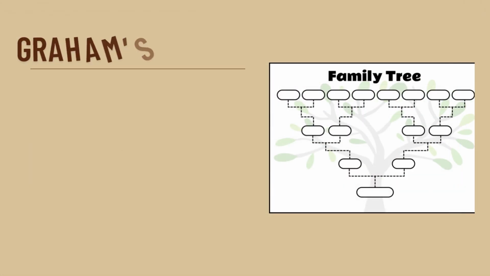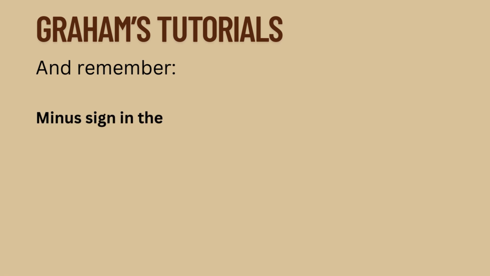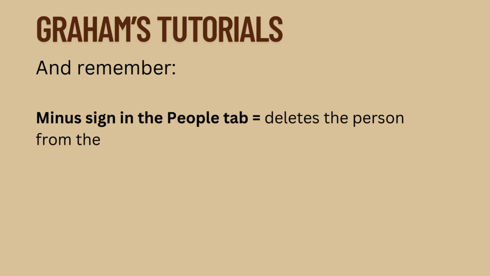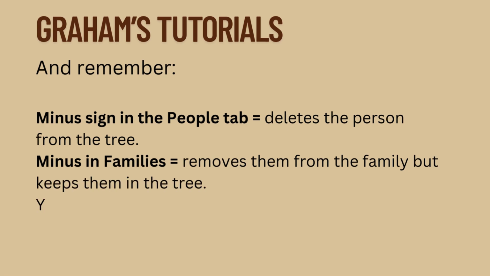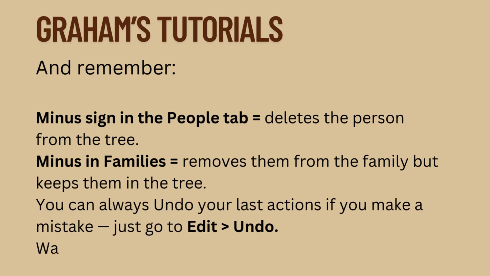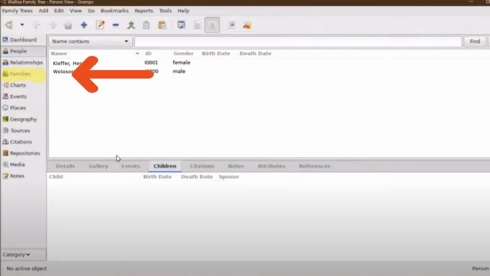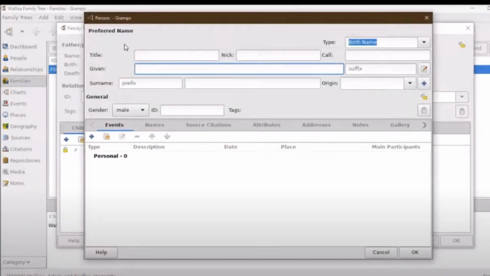Need to make changes? Double-click any person or family to open the edit window. And remember, minus sign in the People tab deletes the person from the tree. Minus in Families removes them from the family but keeps them in the tree. You can always undo your last actions if you make a mistake. Just go to Edit, Undo. Want to add Adam's parents now? Go back to the Families tab, create a new family, and either add Nicholas and Katerina Wallace as new people, or select them if you already added them before. Then just add Adam as their child, same process as before.